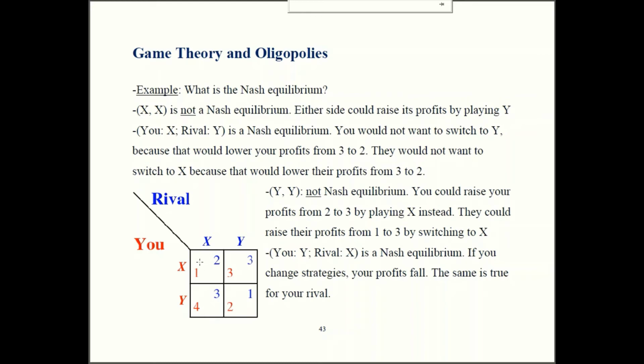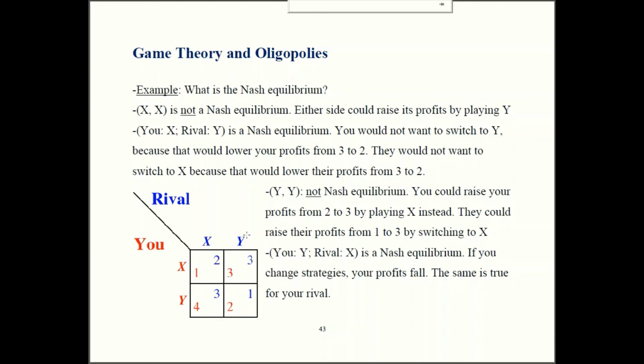How about if you play X and they play Y? So you play X, they play Y, that's going to be over here. You're both getting profits of 3. That is going to be a Nash equilibrium. So if you switch to start playing Y, and they're still playing Y, your profits are going to be just 2. Earlier, you're getting 3. So your profits go down if you change strategies, so you don't want to change your strategy.